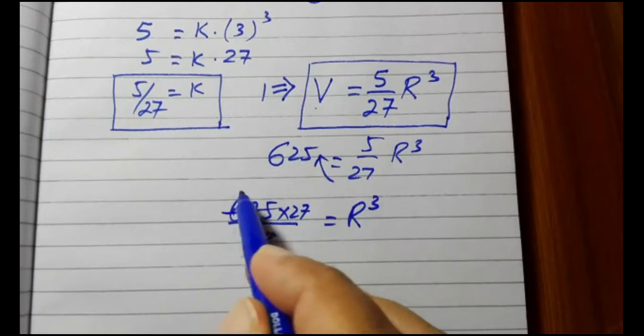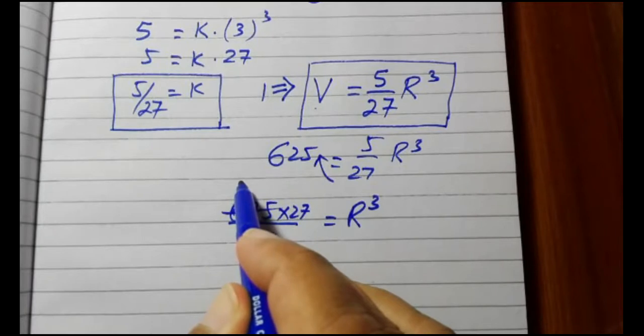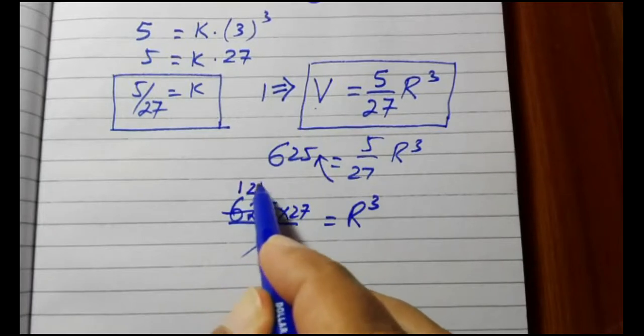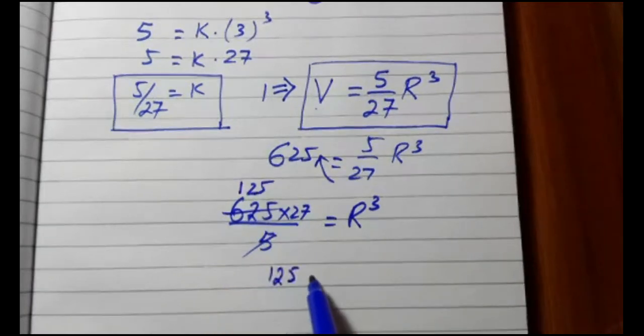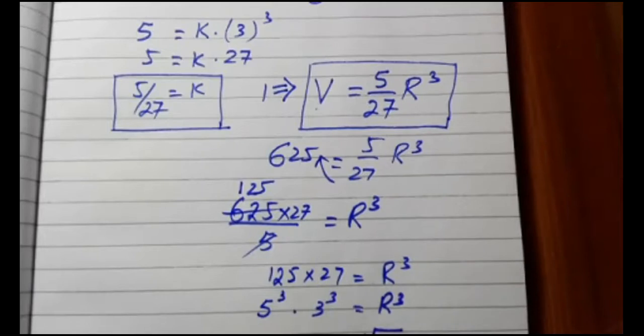It will become 6 ones are 6, 6 twos are 12, so we have 125 and 27. This is r cubed. So if I write it here, it will become 5 raised to power 3, and 27 is 3 raised to power 3, and you should remember that we need to find the value of r, which is 5 into 3.